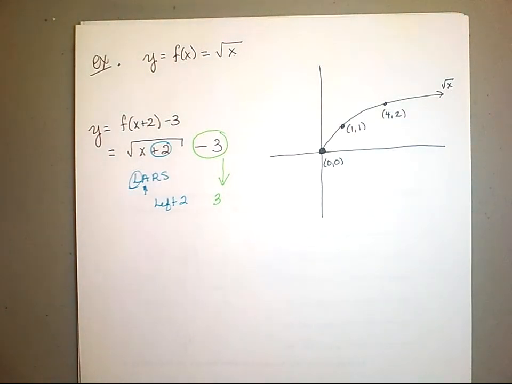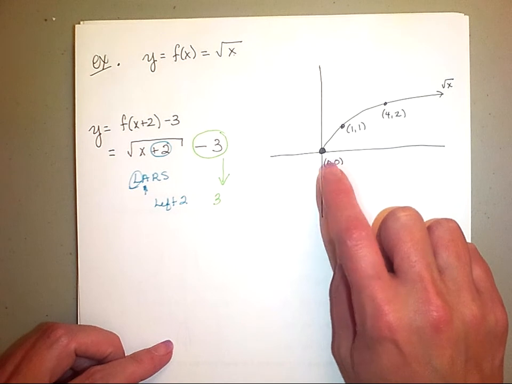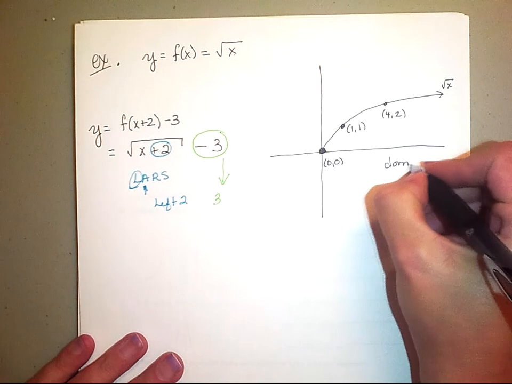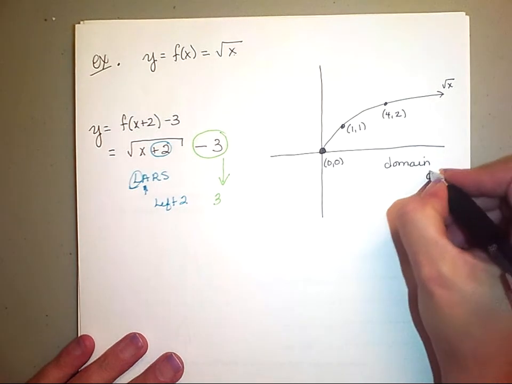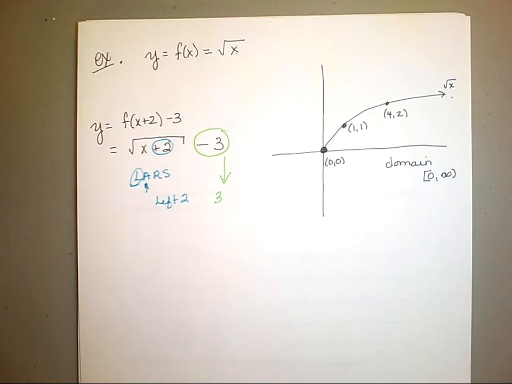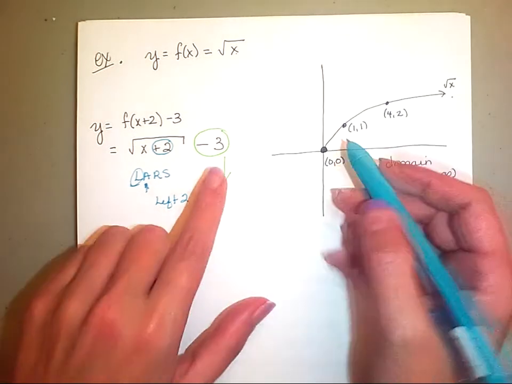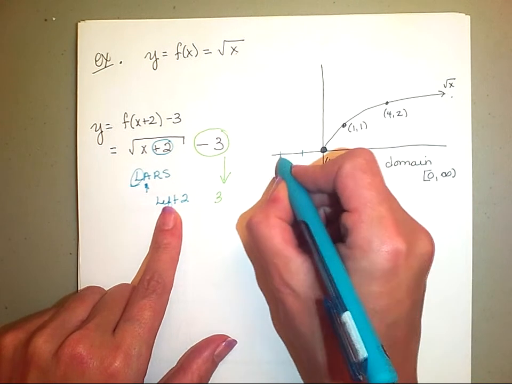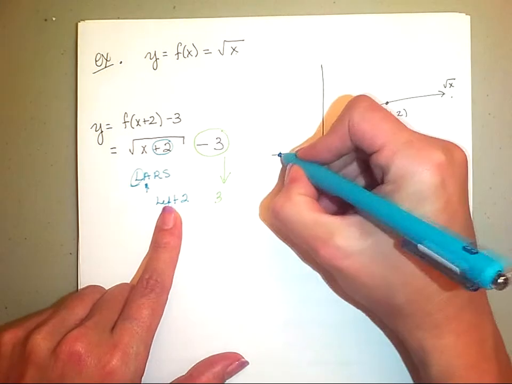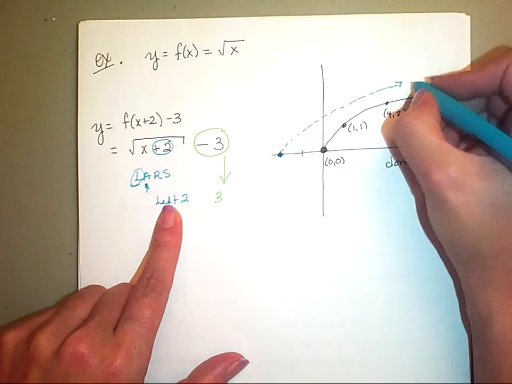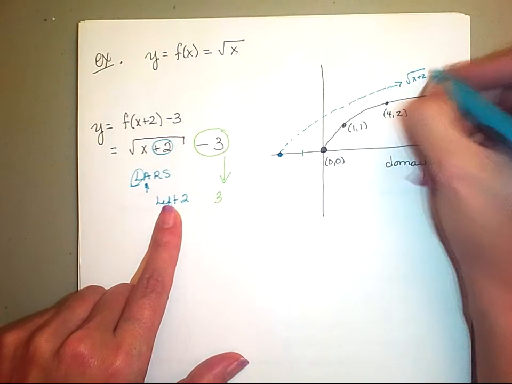So now let's keep track of our main point here, which is the 0, 0. Okay. This is the main point because originally we can read the domain from here. We can read the domain as 0 included to infinity of our basic function. Okay. So as I'm moving here, I can move to the left 2 units. Okay. This would just be the square root of x plus 2.